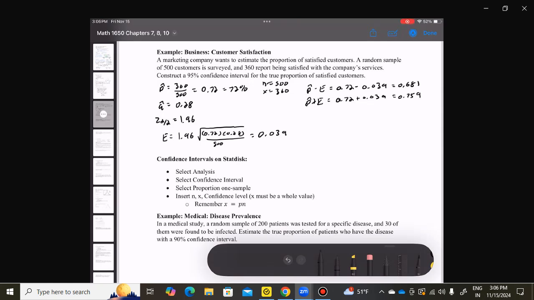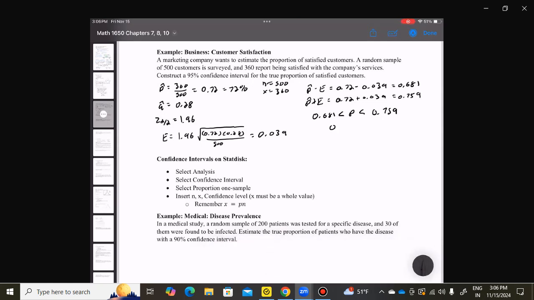So we can say that our confidence interval then is from 0.681 to 0.759. Or we can write it as 0.72 plus or minus 0.039, or 0.681 comma 0.759. Either way, it's still giving the interval.